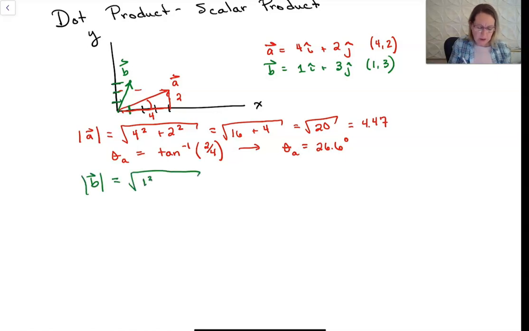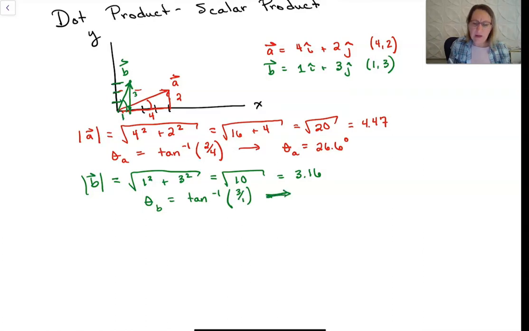Square root of 1 squared plus 3 squared gives us the square root of 10, 1 plus 9, which is 3.16. And then theta for B, we use the same thing. Arctangent of, in this case, that's my theta B right there, the green one that I just drew in, and so that's a 3, which is the opposite side, over a 1. So 3 over 1, and arctangent of 3 gives me now 71.6 degrees, which looks pretty good here. This one looks fairly big, 71 degrees seems reasonable, and A seems reasonable at 27 or so degrees.